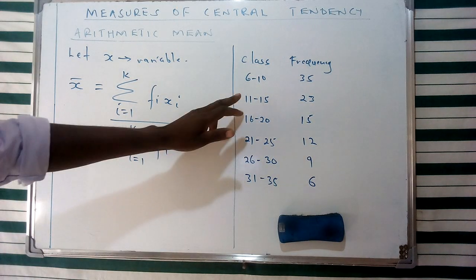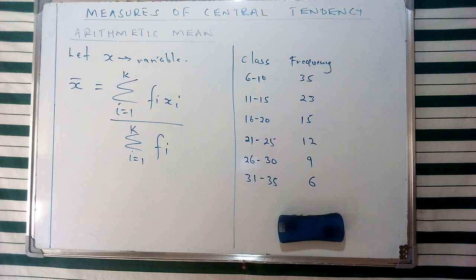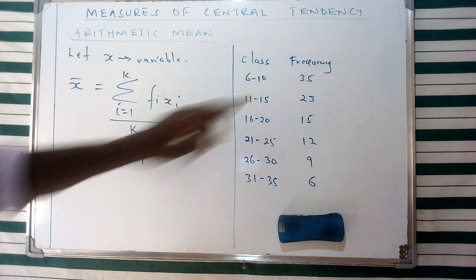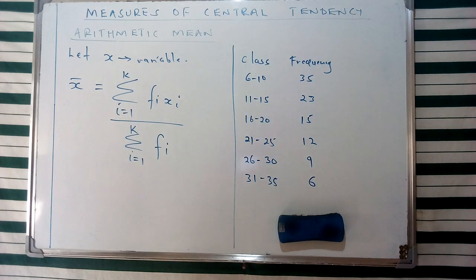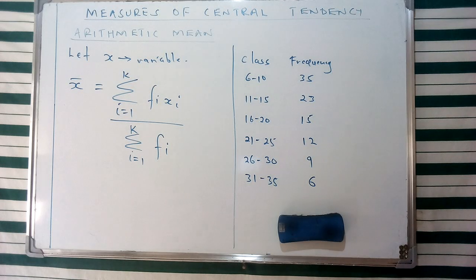Now, on the right side of the board, I've given a specific example giving the class and the frequency. And that is going to give us a way of finding the arithmetic mean for grouped data. Now, in this case, I'm going to use the particular concepts which we looked at in our previous discussion.